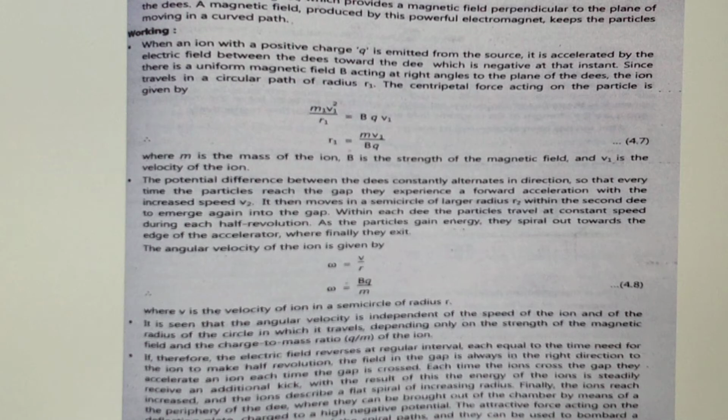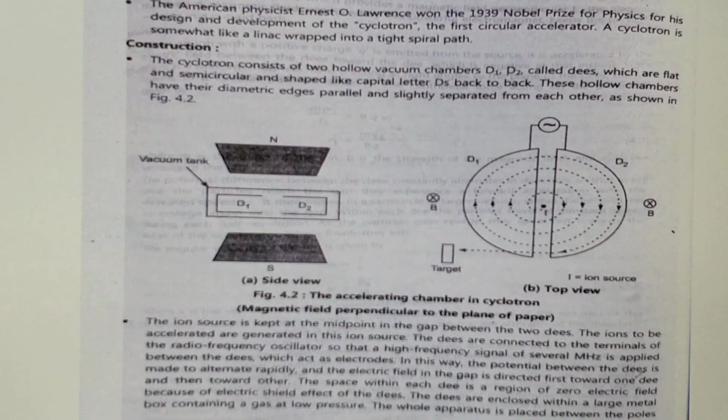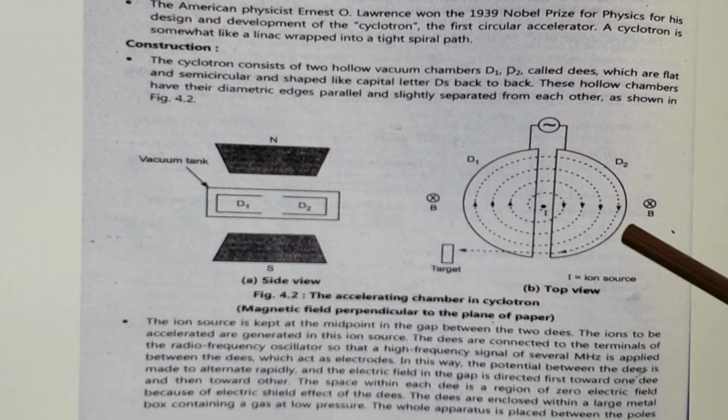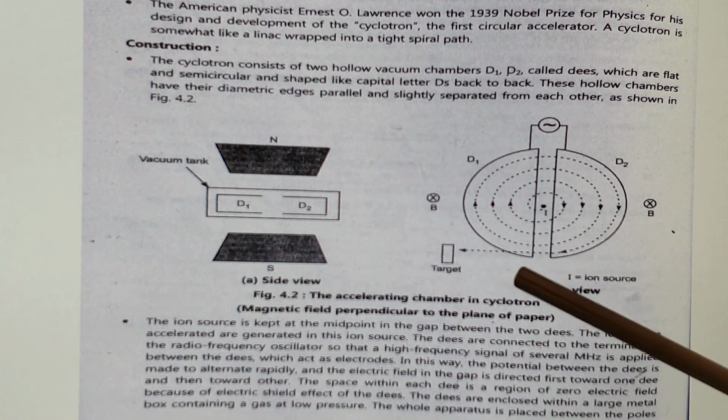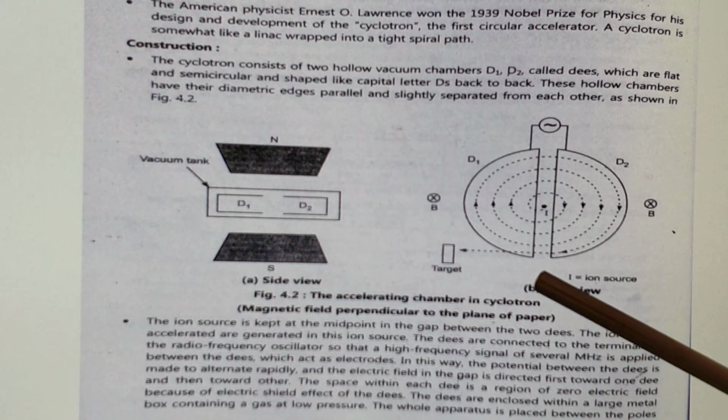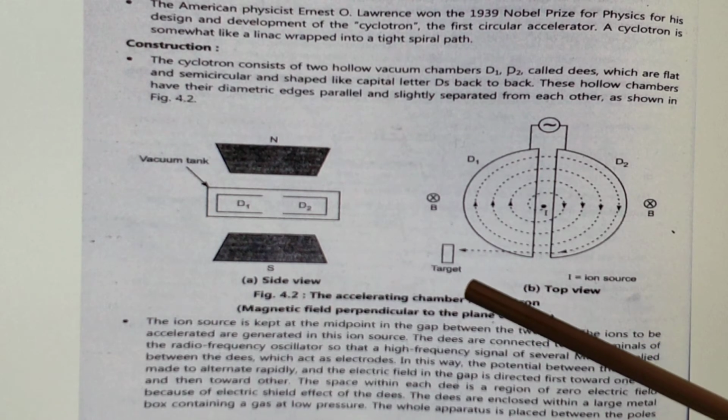Finally, the ions reach the periphery of the D, where they can be brought out of the chamber by means of deflecting plates charged to a high negative potential. The attractive force acting on the positive ions draws them out of the spiral path, and they can be used to bombard a properly placed target. Okay, so in the figure we see here the ion finally gets out of the spiral path, out from the Ds, and is incident on the target.